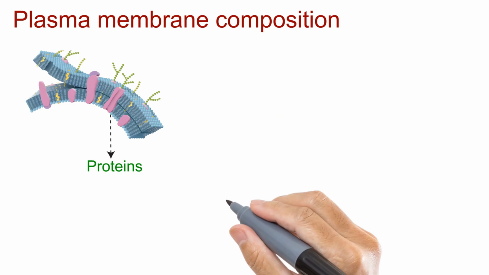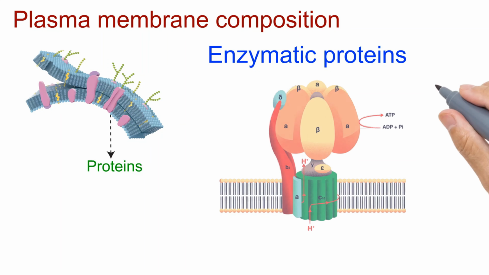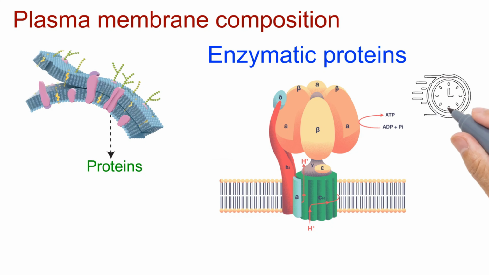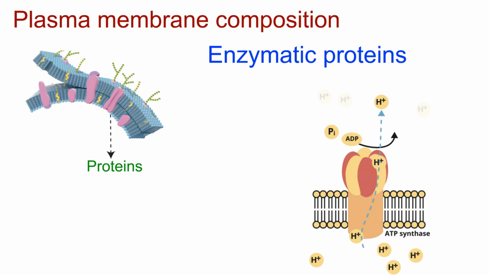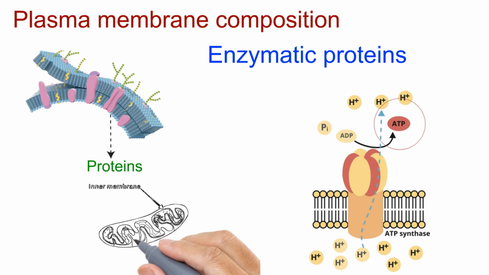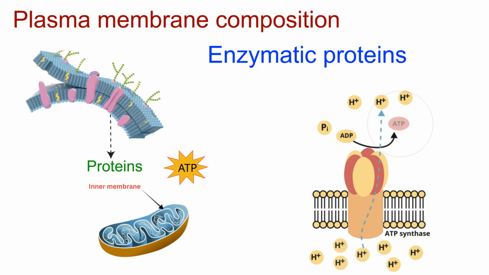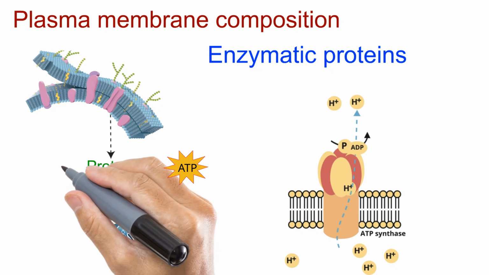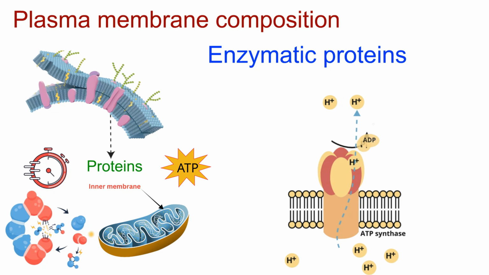Enzymatic proteins act as biological catalysts on the cell membrane. They speed up important biochemical reactions that take place on the cell's surface. For example, ATP synthase in the inner mitochondrial membrane helps produce ATP, the main energy currency of the cell. These proteins ensure that vital cellular reactions happen quickly and efficiently, keeping the cell active and functional.